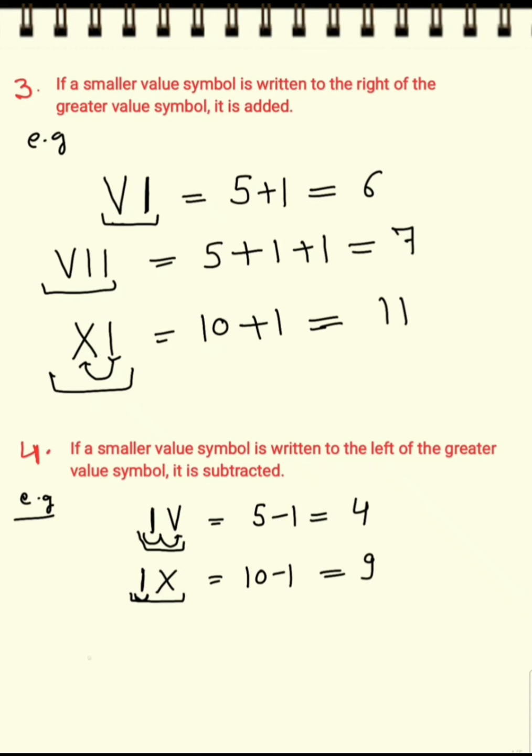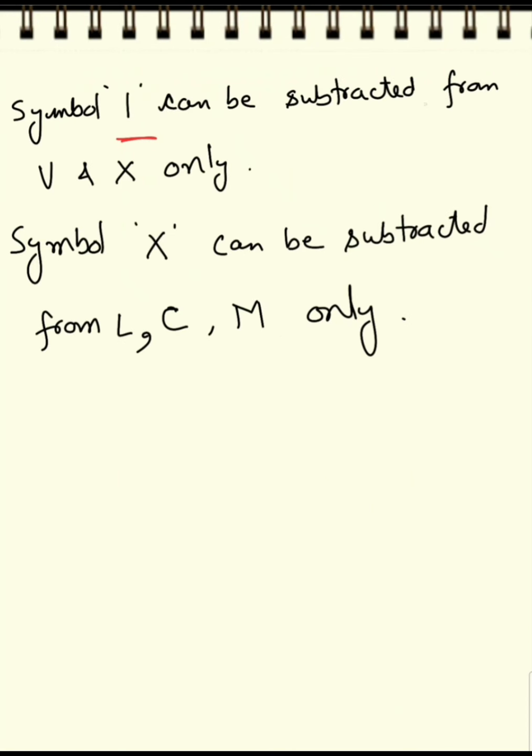And there are a few symbols, which are V, L and D, that are never subtracted. Never subtracted means we can't write these numbers to the left of a greater value symbol. Symbol I can be subtracted from V and X only, and symbol X can be subtracted from L, C and M only. Keeping all these rules in mind, we'll write Roman numerals.